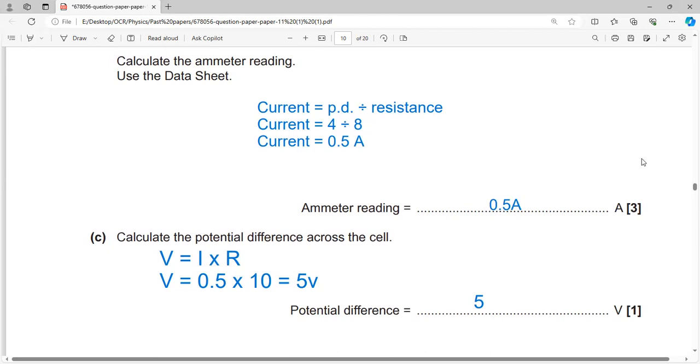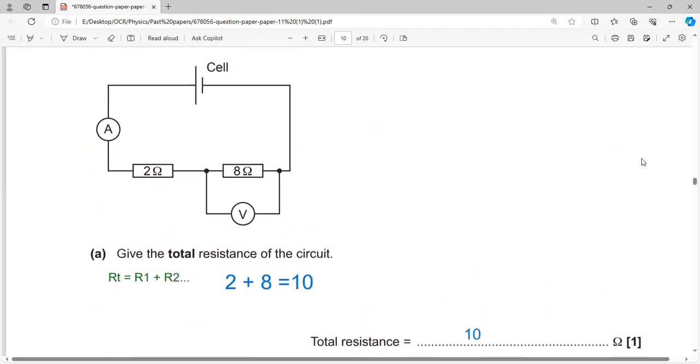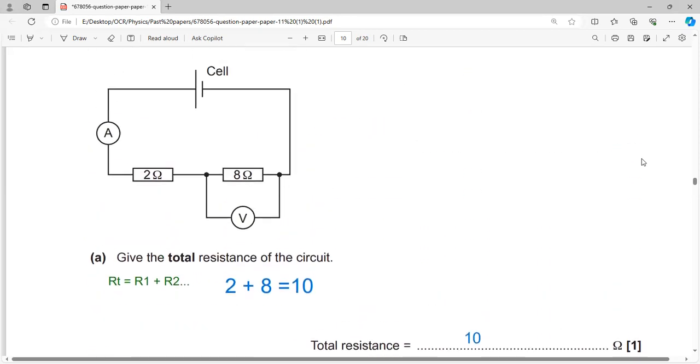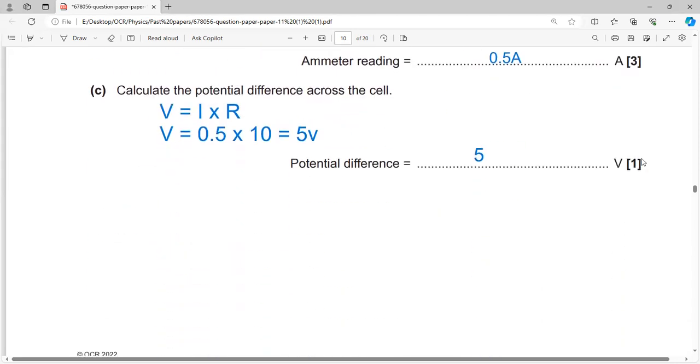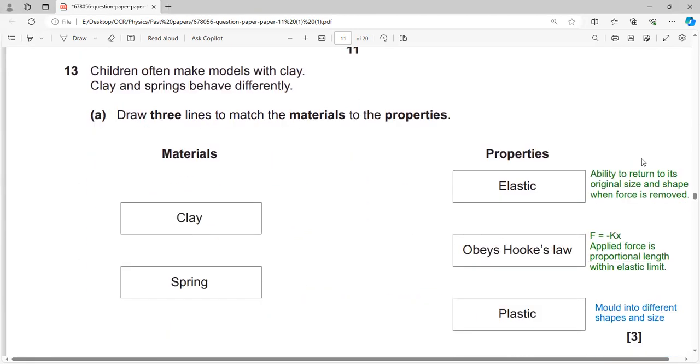Calculate the potential difference across the cell. The formula for potential difference is voltage, or potential difference, is equal to IR, where I is our current and R is resistance. The current we calculated is 0.5 ampere, multiplied by the total resistance in this circuit, that is 10 ohm. That is equal to 5 volt. So the total voltage across this circuit will be 5 volt. Here we got the answer. We are going to proceed to the next question.